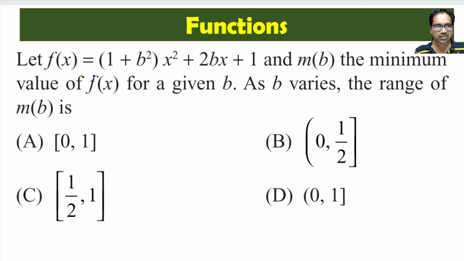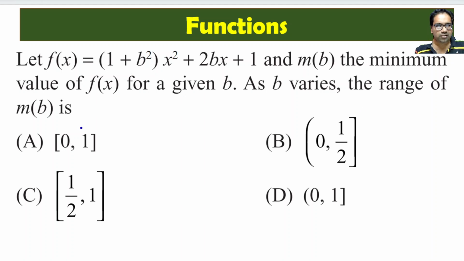Here we are given this function (1 + b²)x² + 2bx + 1, and m(b) is the minimum value of this function for any given b. For each b, we'll have a function, right? And for each b, there will be a minimum value of this function. Then, as b varies, for example, b can be 0, 10, 200, whatever, what is the minimum value of this function?